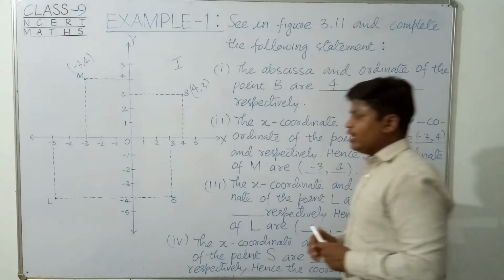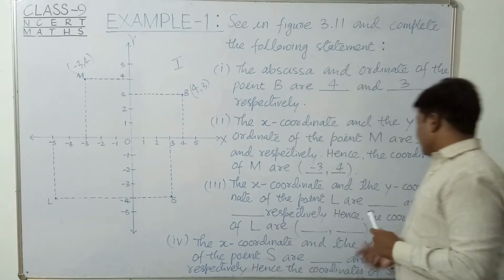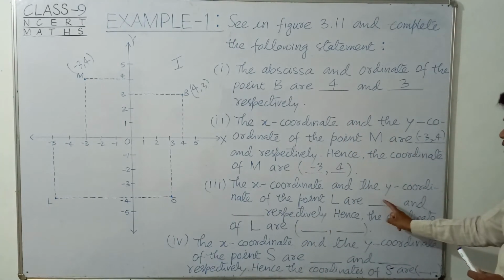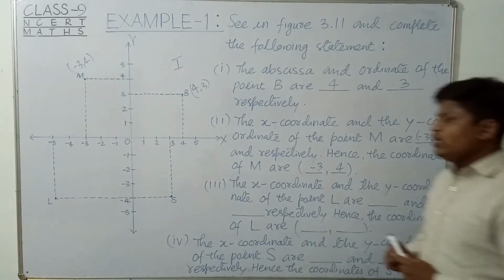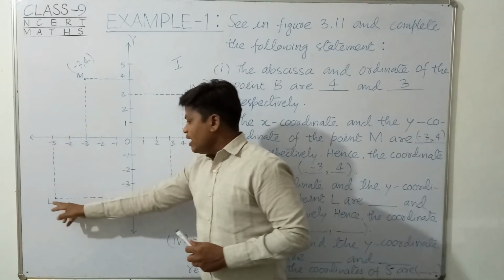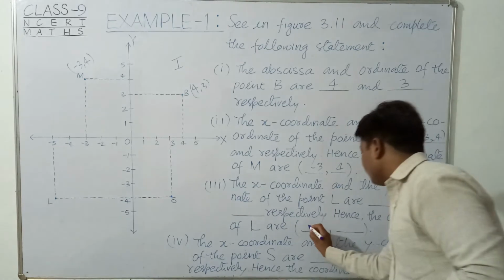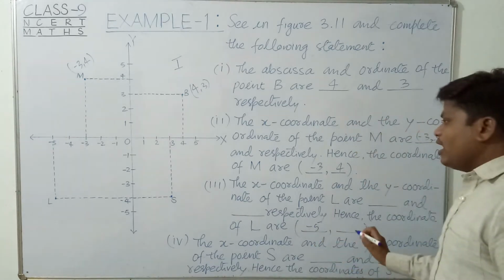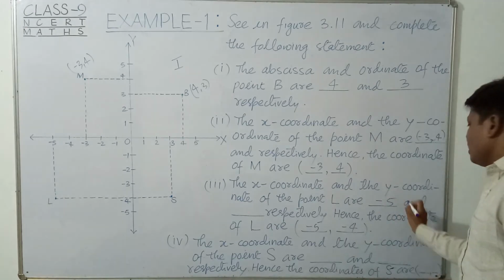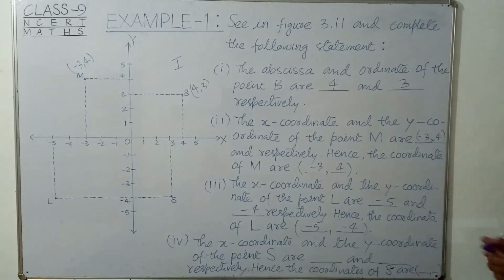Now in the third statement, the x coordinate and the y coordinate of the point L are, right? यहाँ पर जो point L है which is lying in the third quadrant, right? तो यहाँ पर हमको L point का x coordinate और y coordinate बताना. Here you can see the two fill in the blanks, right? So if we see the x coordinate is -5, you can easily observe, and the y coordinate is -4. So here we can write -5 and -4, right? यहाँ पर भी हम लिख सकते हैं -5 and -4. This is the x coordinate and y coordinate.